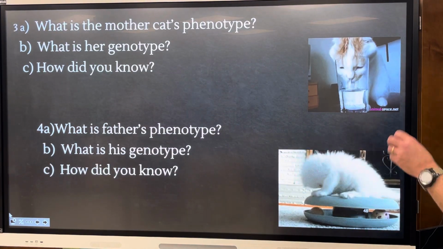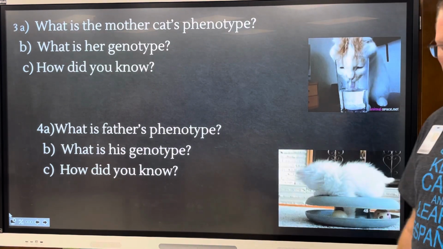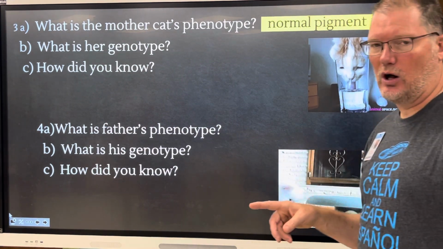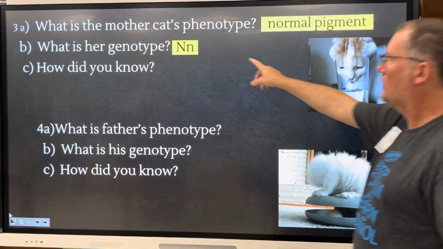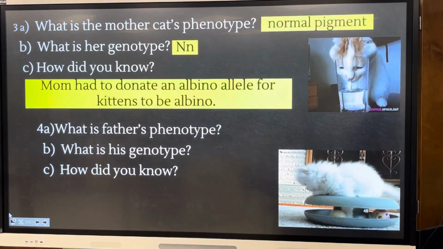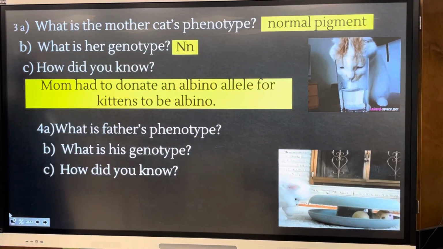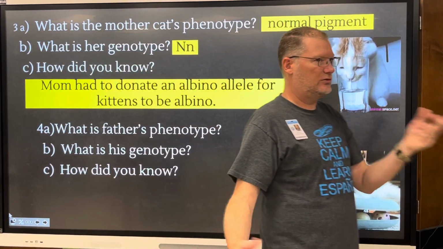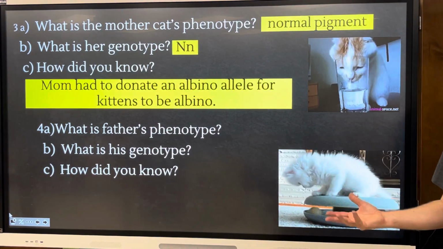What is the mother cat's phenotype on the outside? She was normal, but her genotype was heterozygous. Okay? Heterozygous. Both. And how did you know that? Because she had to carry an albino allele for her kittens to be albino. She couldn't be both capital N's. Otherwise, she giving birth to these kids would be impossible.